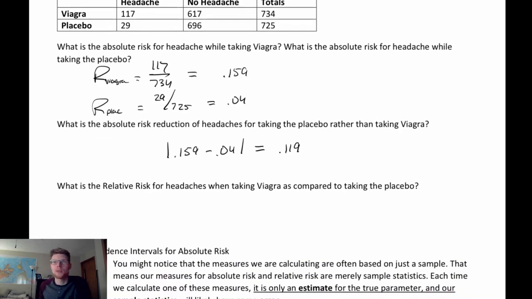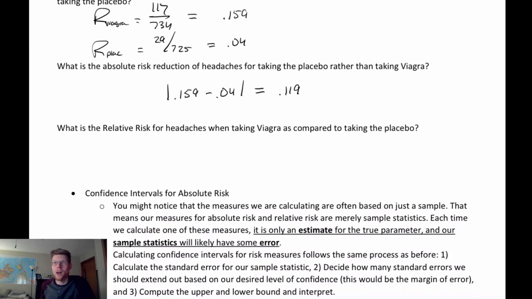But relative risk is a direct comparison of the likelihood. It can tell us how many times greater the risk is for one agent as compared to the other. So let's do the relative risk for headaches when taking Viagra as compared to the placebo. We're going to do risk with Viagra divided by risk with placebo, and that's going to come out to 0.159 divided by 0.04, and this is going to be about 4 times that of the other. Let's see, 0.159 divided by 0.04, and I'm going to get about 3.985 here. So that means that the risk for headaches with Viagra is 3.985 times the risk for headaches with the placebo.